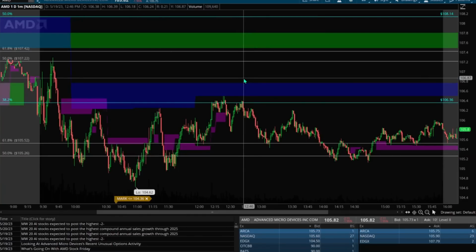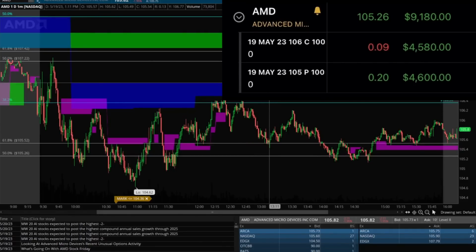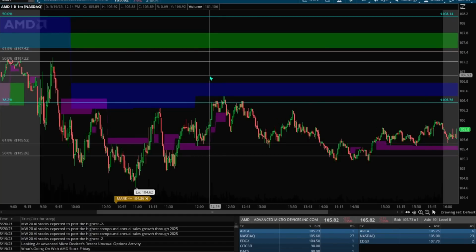And that's exactly what I did. So I took 105 0 DTE puts and I ended up selling right when we hit micro range right here. So I took this piece of the move, and that was $4,600 plus the $4,580 netted me about $9,180 on these two trades, trading 0 DTE contracts.